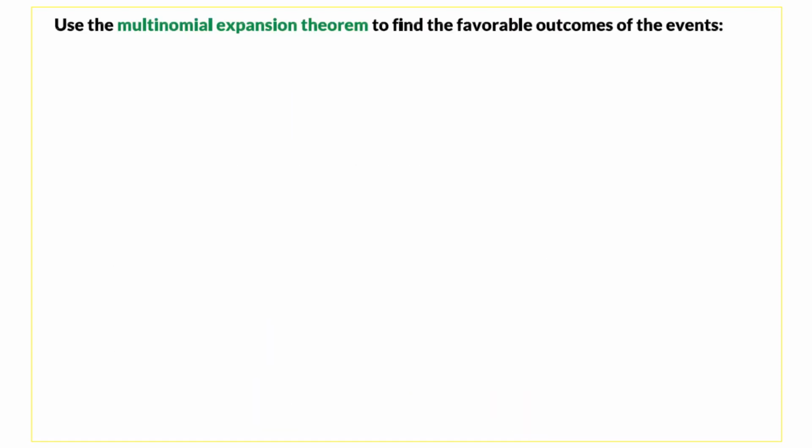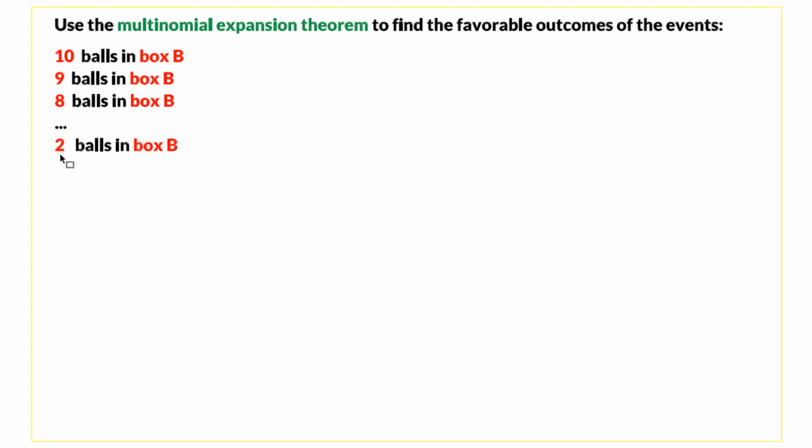So let us use the multinomial expansion theorem to find the favorable outcomes of the following events. The first event, 10 balls in box B. The second one, 9 balls in box B. The third, 8 balls in box B, and so on until we arrive at 2 balls in box B, 1 ball in box B, and 0 balls in box B.